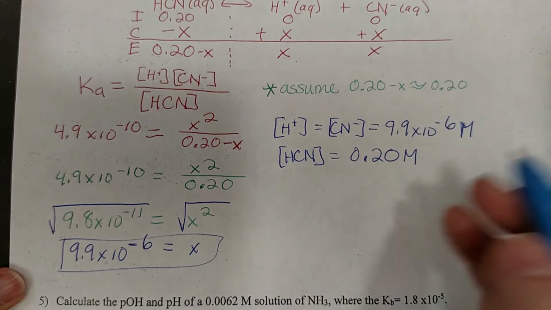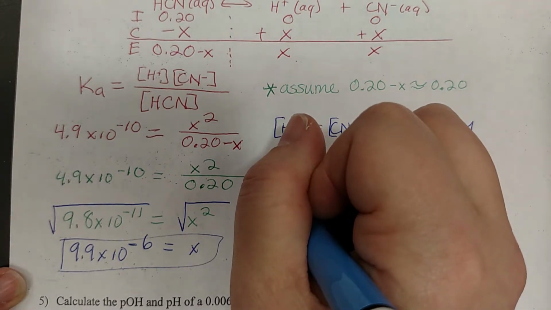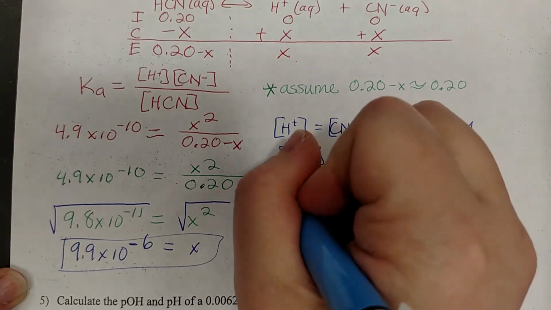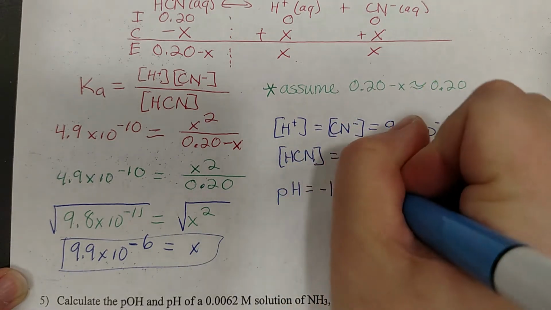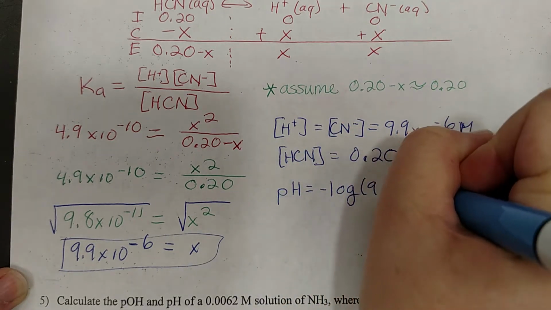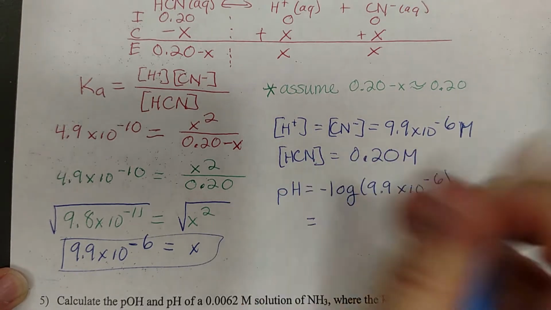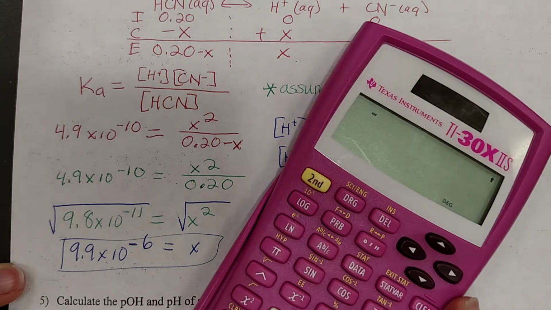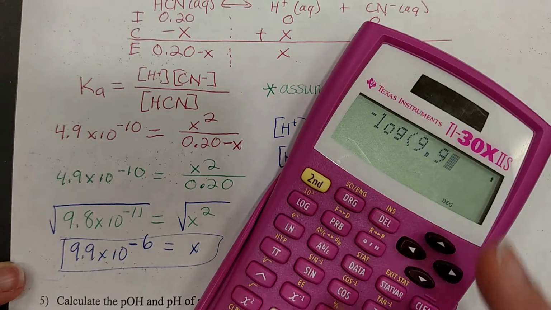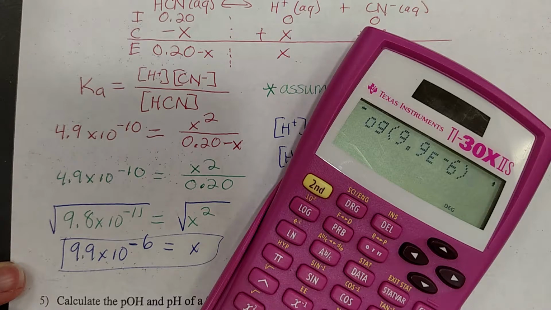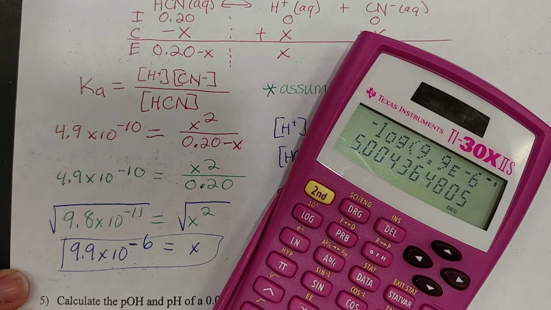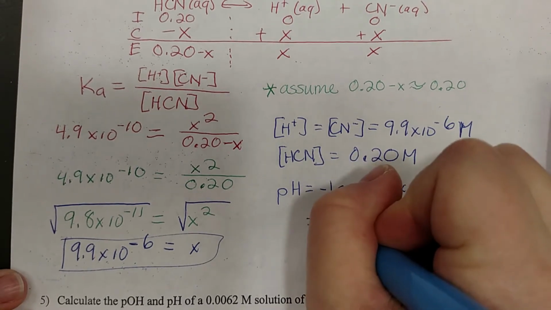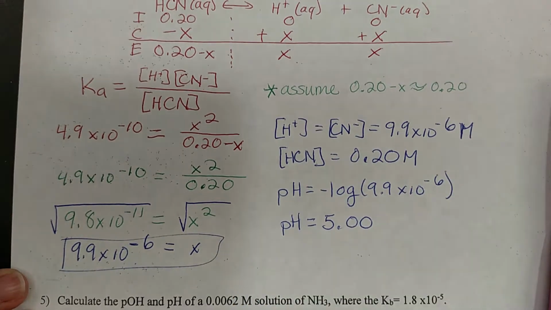Doesn't change our line, so our assumption works. And then we can go ahead and find our pH. So our pH, we use the hydrogen ion concentration, so negative log of 9.9 times 10 to the negative 6th, and we get 5.004. So we want two significant figures, so we have two decimal places, so 5.00 is our pH.